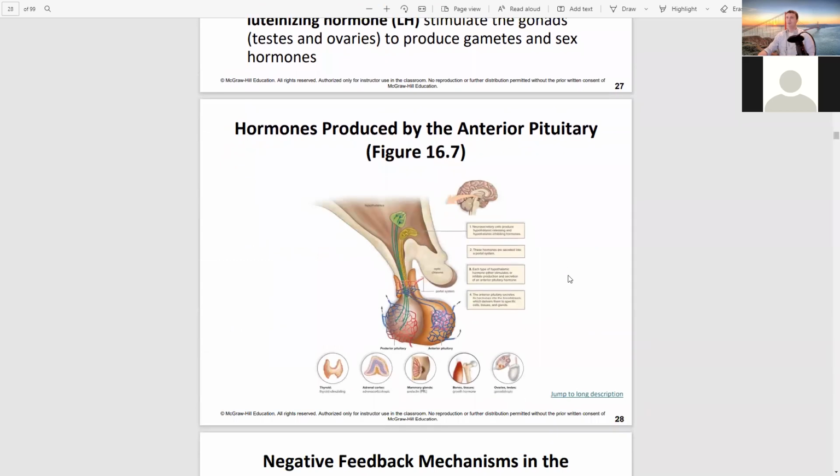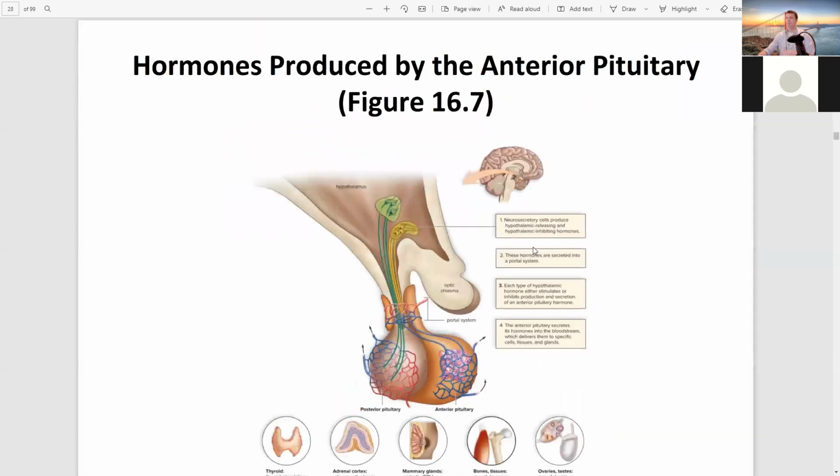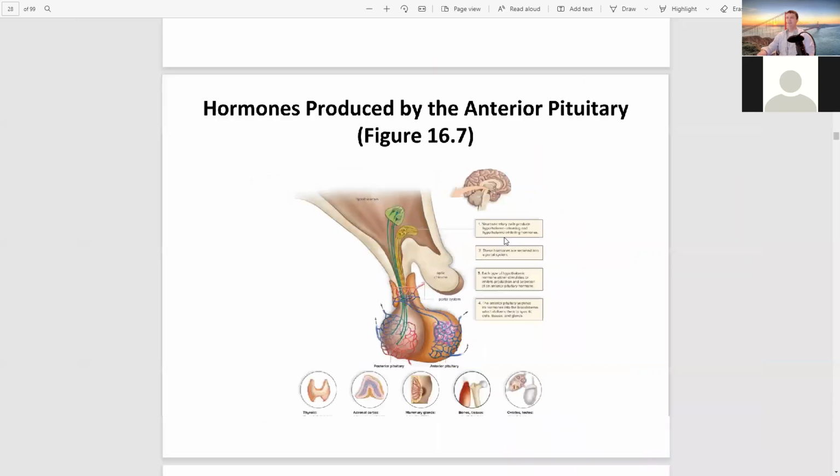So hormones produced by the anterior pituitary. Neurosecretory cells produce hypothalamic releasing and hypothalamic inhibiting hormones. These hormones are secreted into a portal system. Each type of hypothalamic hormone either stimulates or inhibits production and secretion of an anterior pituitary hormone. The anterior pituitary secretes its hormones into the bloodstream, which delivers them to specific cells, tissues, and glands.